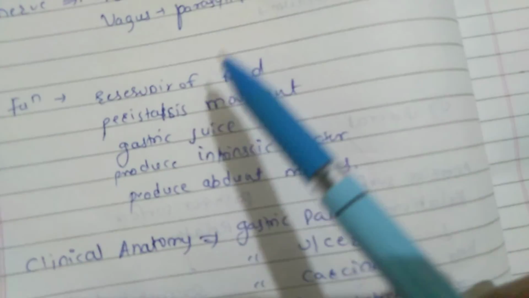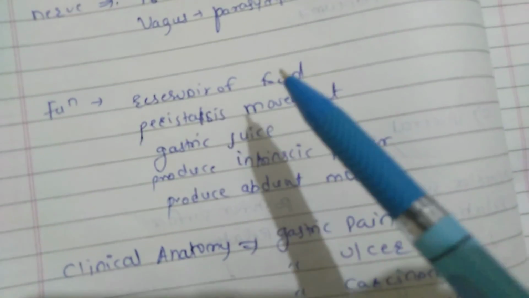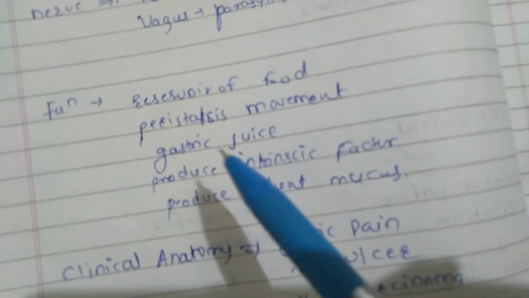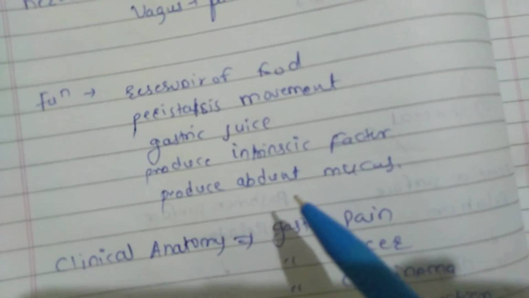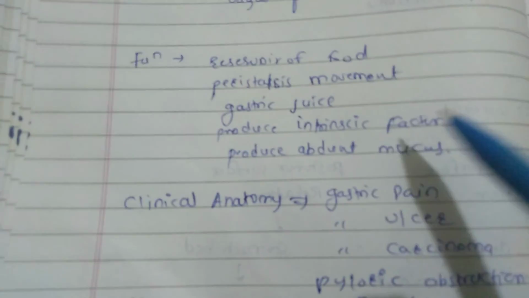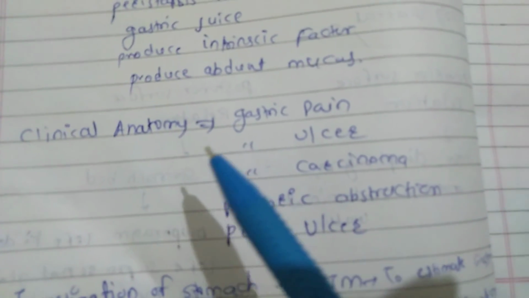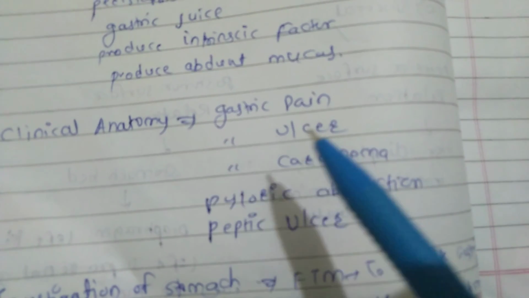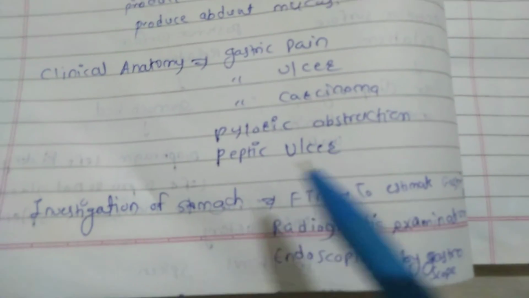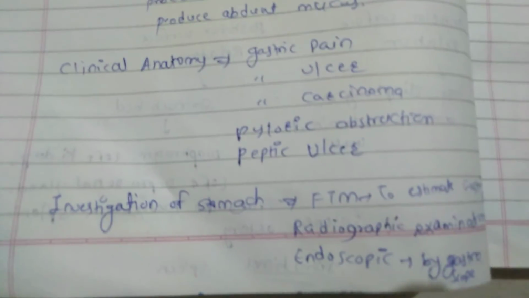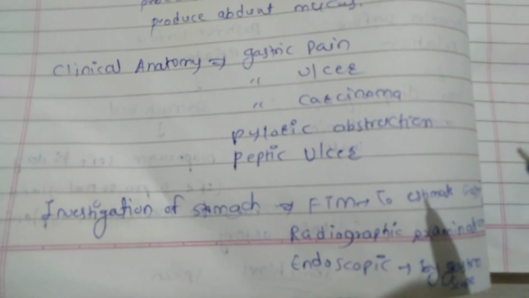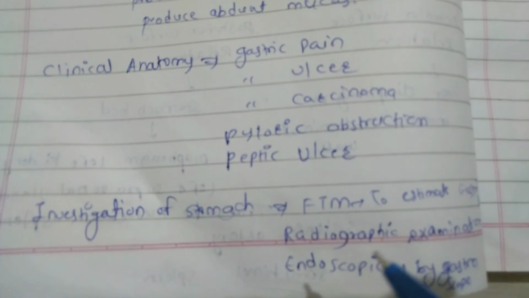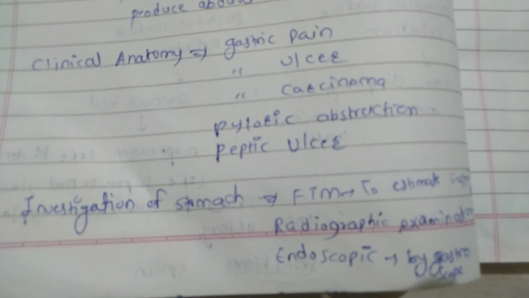Now the functions: reservoir of food, peristaltic movement, gastric juice, produces intrinsic factor and produces abundant mucus. Now the clinical anatomy: gastric pain, gastric ulcer, gastric carcinoma, pyloric obstruction, peptic ulcer. Investigation of the stomach: it includes FTM to estimate gastric acidity, radiographic examination and endoscopy.